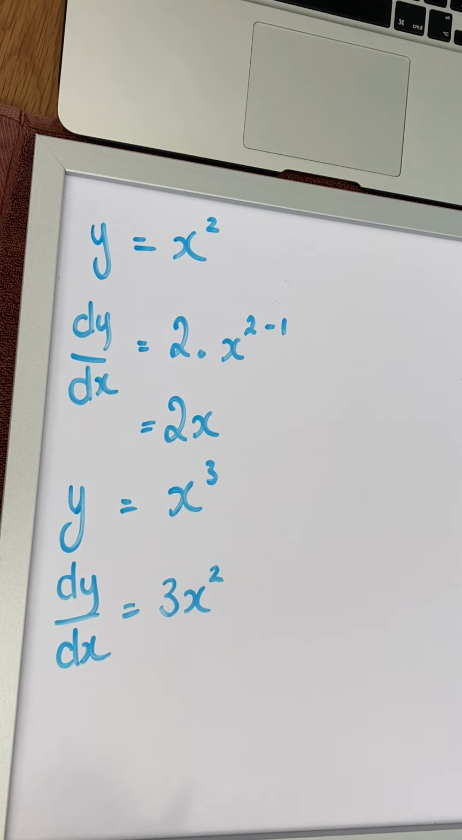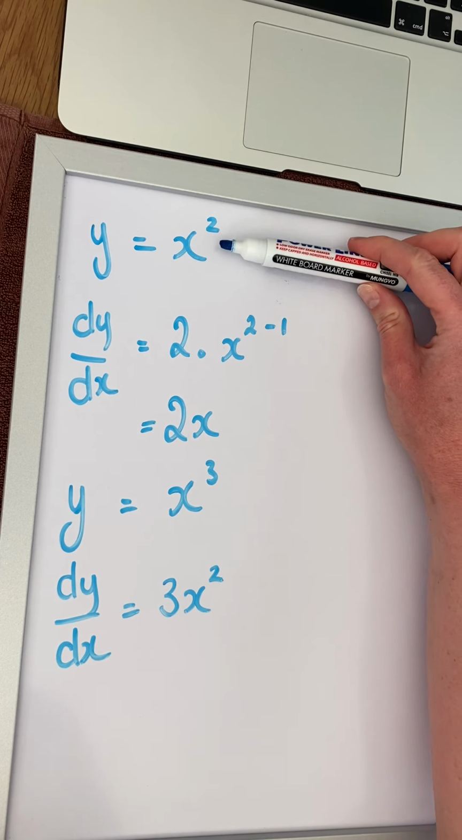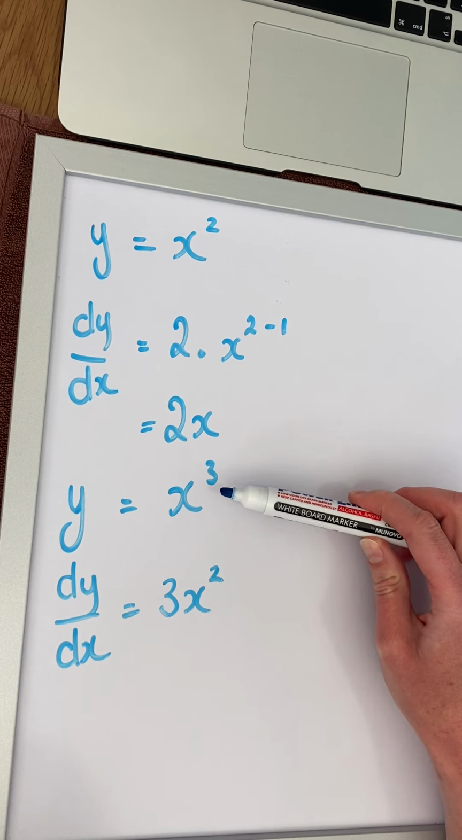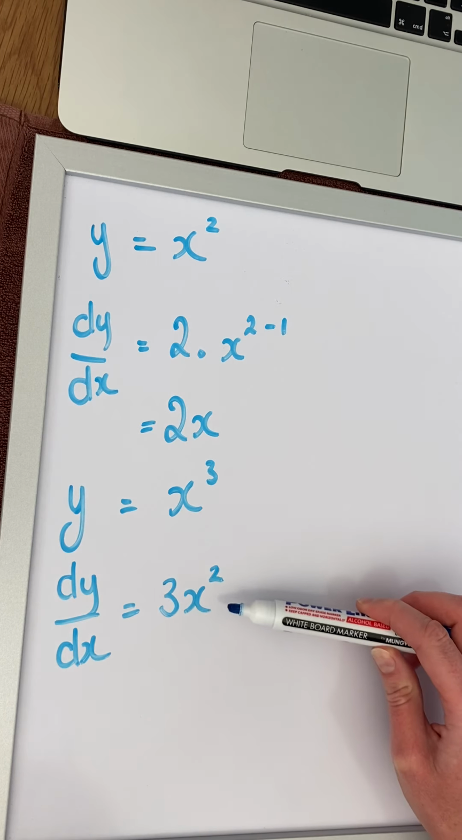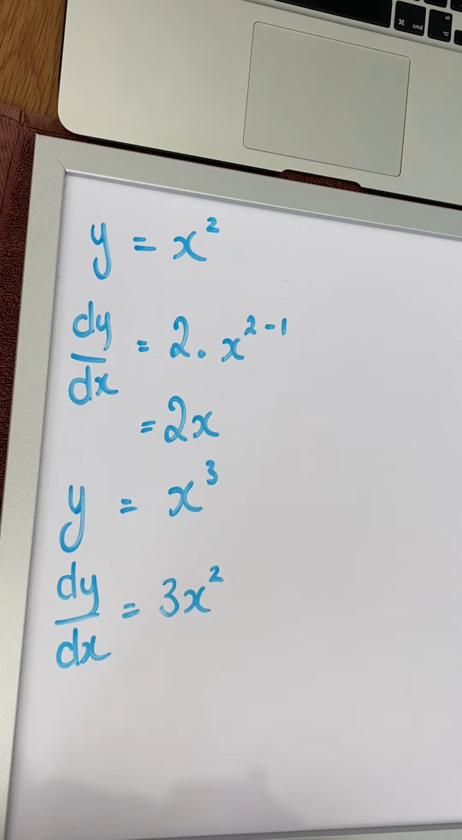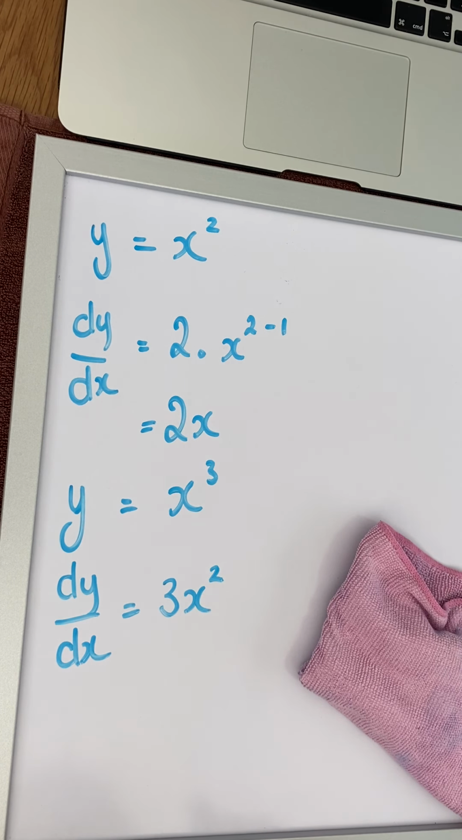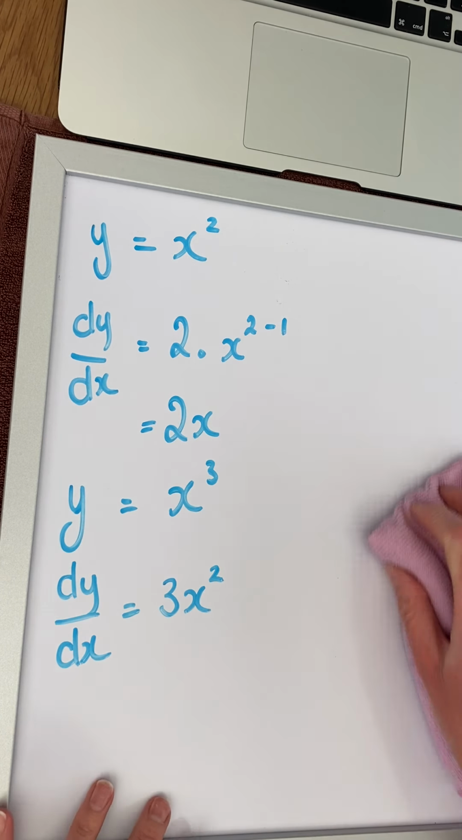All right, so what we can see here is a little bit of a pattern. If we are differentiating a quadratic function, it becomes linear. If we're differentiating a cubic function, it becomes quadratic. So it always becomes one step down. So the slope of a function is always one step down from its original function.